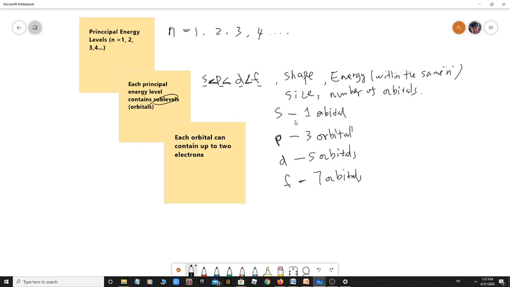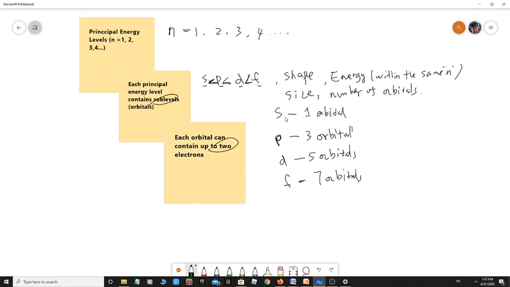Okay, there's a different number of orbitals within each sublevel, and one more thing: each orbital will contain a certain number of electrons. How many? Up to 2 electrons. You can have it empty, so there's no electron in it, or you can have 1 electron in it, but you can't have more than 2 electrons. You can have 2 electrons in each one orbital.